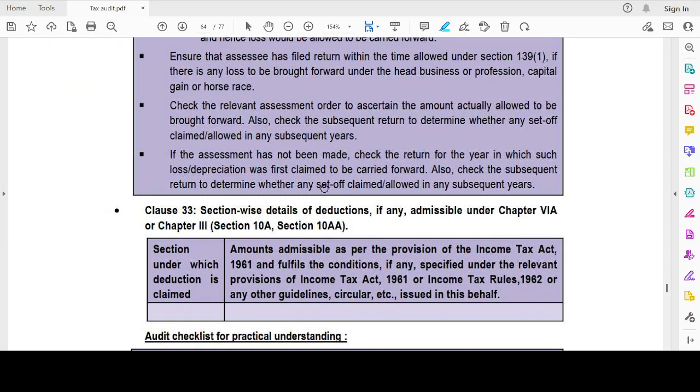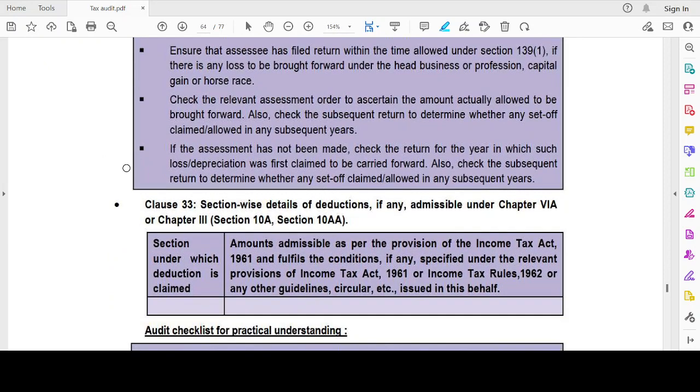Now, if the assessment has not been made, check the return for the year in which the loss and depreciation was first claimed to be carried forward. Also, check the subsequent years' returns to determine whether the set off claim was allowed or not.